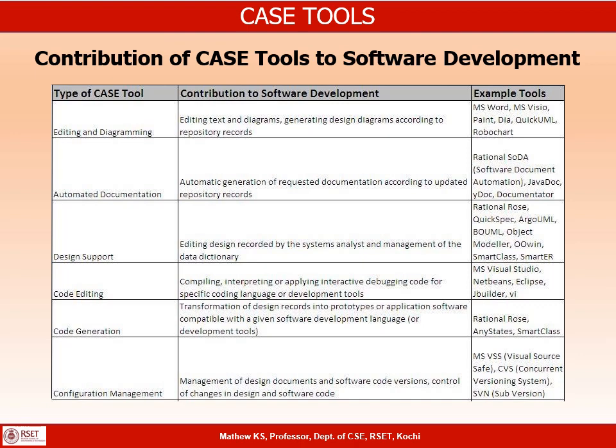Design support: Rational Rose, Rational Software Architect (RSA), ArgoUML, StarUML. There are a lot of tools which support UML, which can be used for designing or modeling your software. Code editing: IDEs like MS Visual Studio, NetBeans, Eclipse. All these can be used for developing your code, compiling, and debugging.